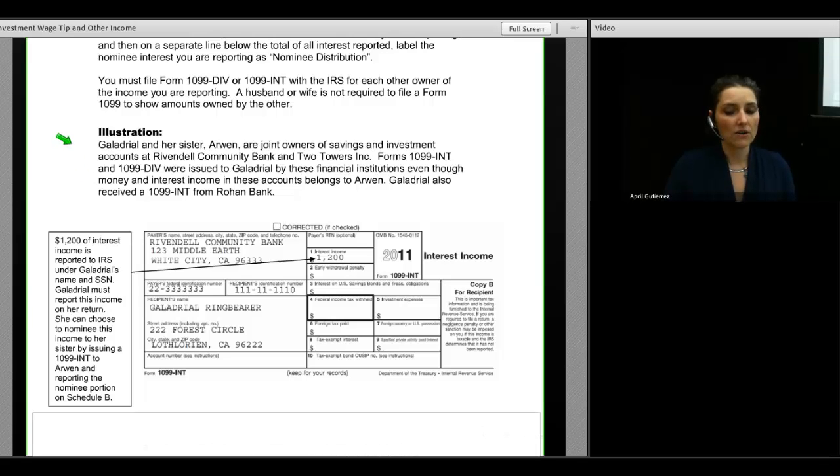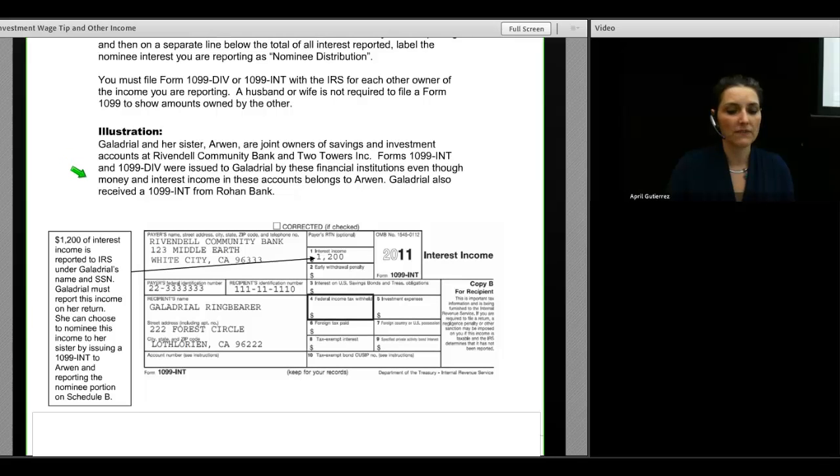Galadriel and her sister Arwen are joint owners of savings and investment accounts at Rivendell Community Bank and Two Towers, Inc. Form 1099 INT and 1099 DIV were issued to Galadriel by both of these financial institutions, even though the money and interest income in these accounts belongs to Arwen. Galadriel also received a 1099 INT from Rohan Bank, but the Rohan Bank 1099 is actually her income. It's not joint income or nominee income.